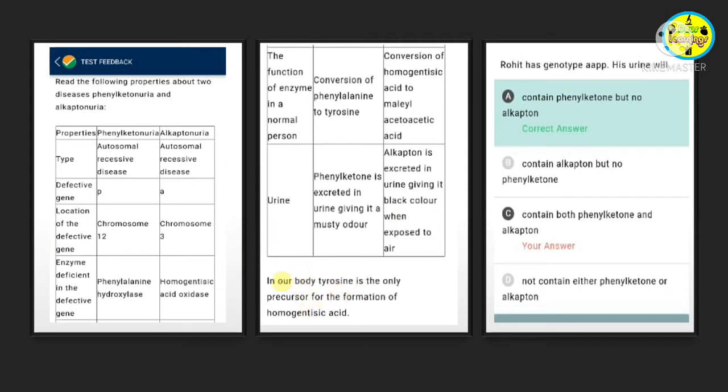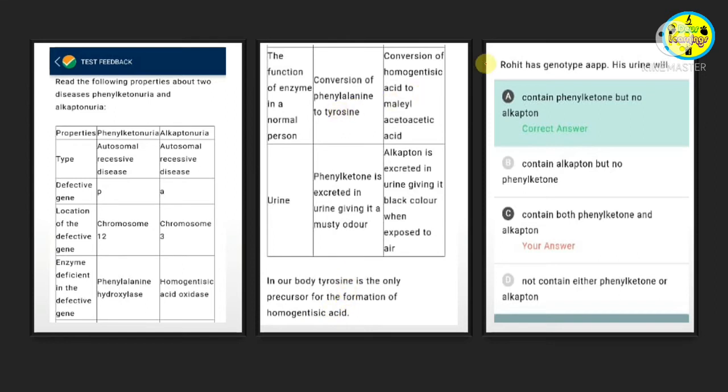Additional information they also gave: in our body, tyrosine is the only precursor for the formation of homogentisic acid, which means homogentisic acid is not synthesized from any other substrate. Tyrosine is the only precursor from which homogentisic acid is synthesized.